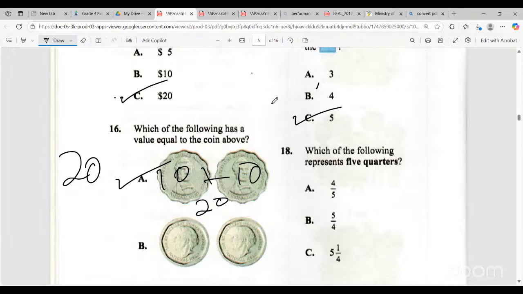Four-fifths. Which of the following represents 5 quarters? All right. 2 minutes for Manu to save their season. All right. So 18 would be B. Good job, guys. 18 would be B, and that's 5/4. Let's move on to number 19.